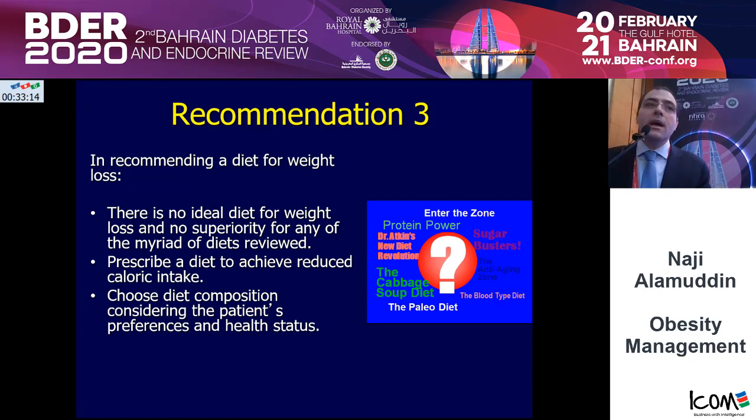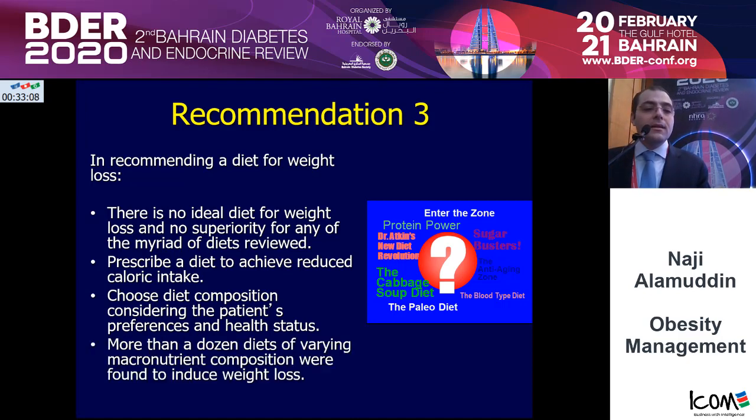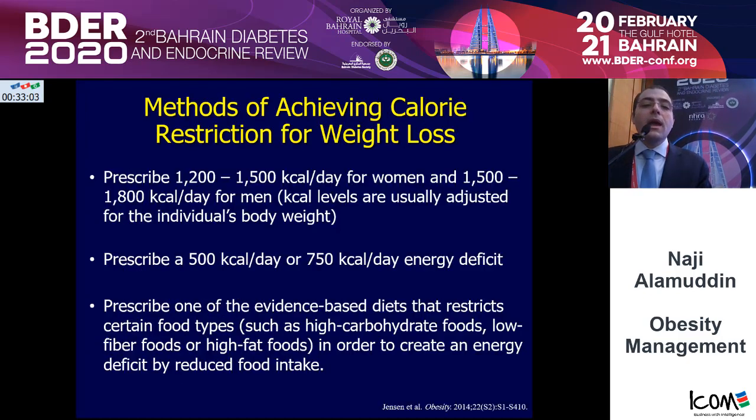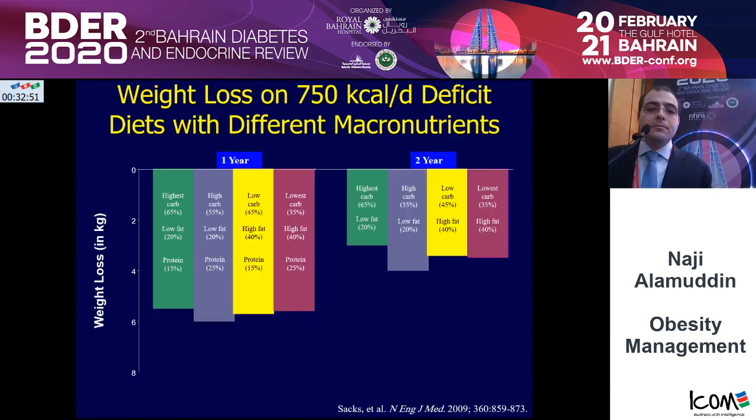So if I see a patient with diabetes, I tell them to do a lower carb diet. If I see a patient with heart disease, I ask them to follow a lower fat diet. This is based on more than a dozen diets that were reviewed. And the idea is you prescribe a 1,200 to 1,500 calorie diet for women, 1,500 to 1,800 calories for men, and a calorie deficit of 500 to 750 calories per day.